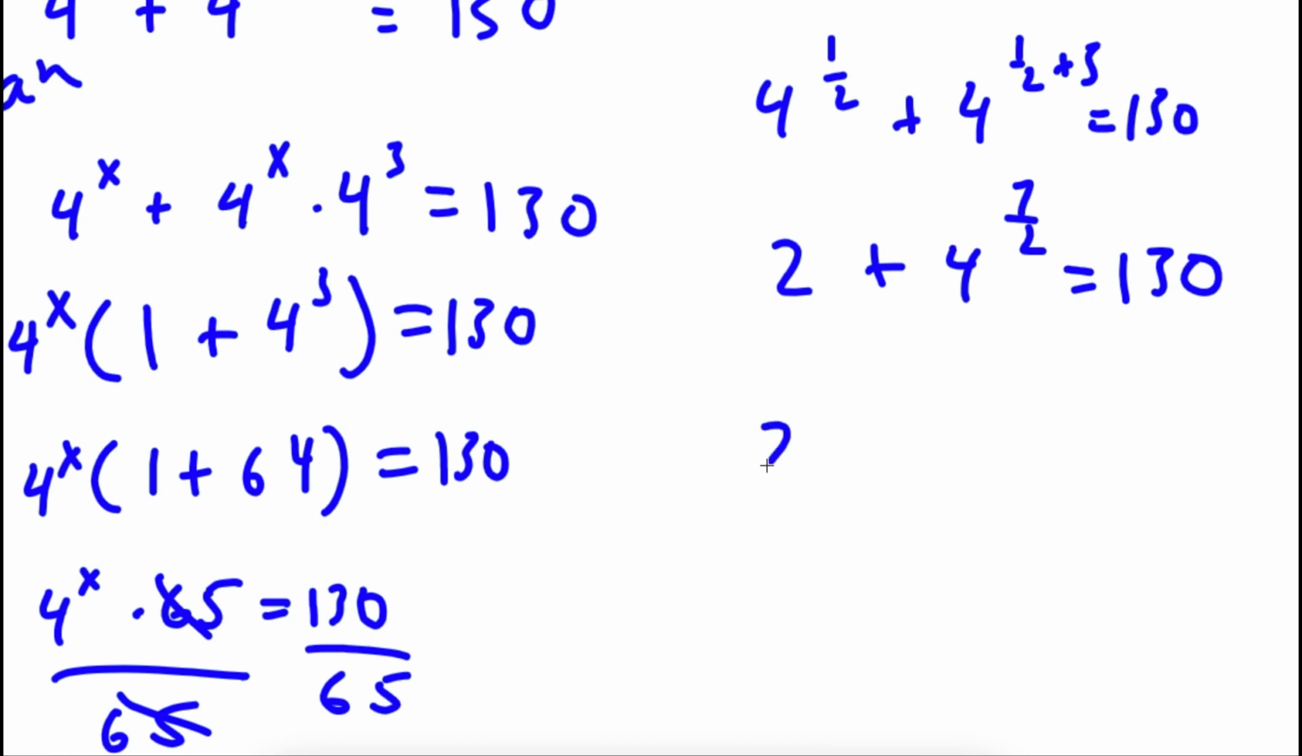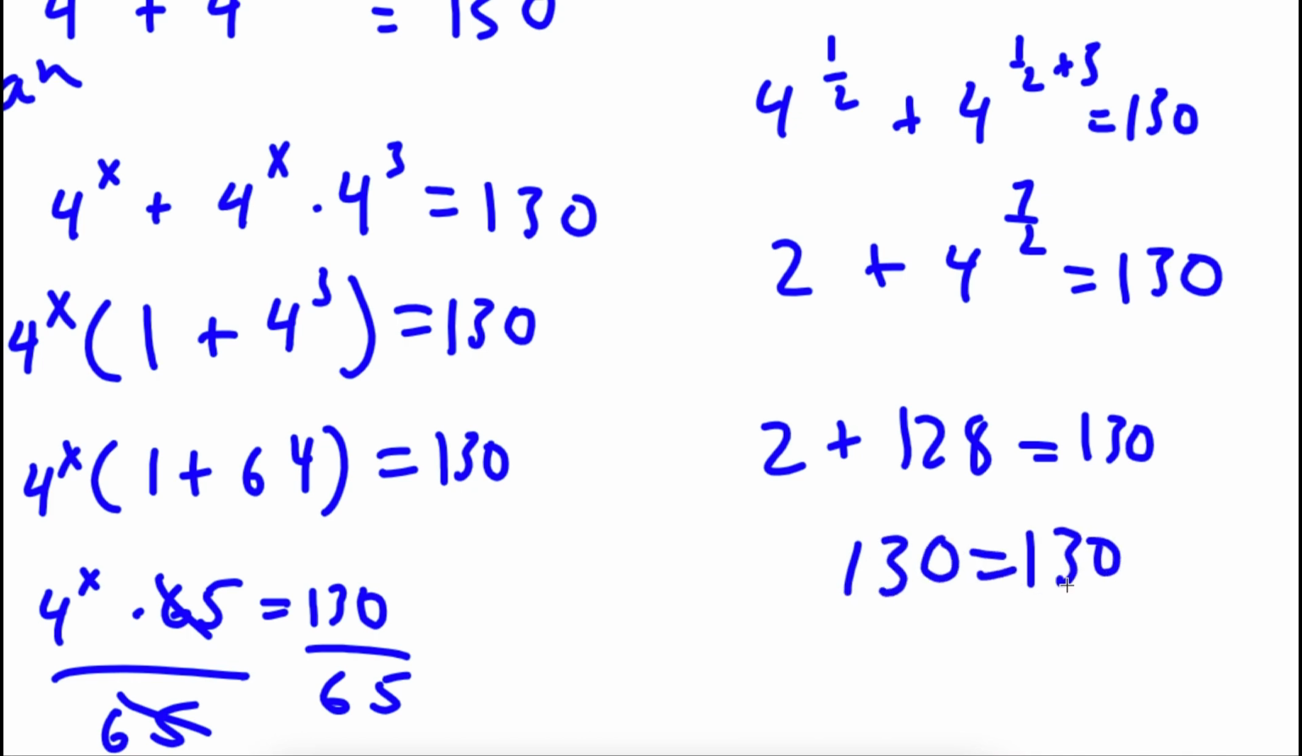Now 4 to the power of 7 over 2, that's going to equal 128. So I have 2 plus 128 is equal to 130. And 2 plus 128 is 130. So I have 130 equals 130.